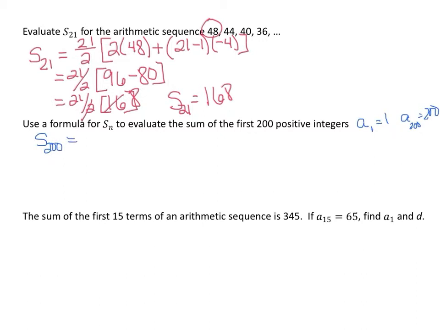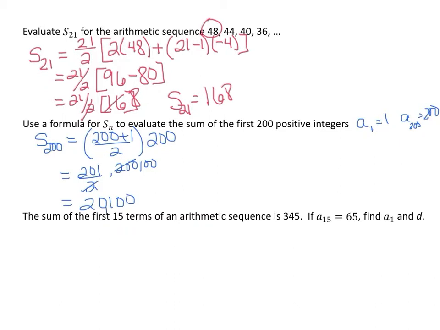I'll take the average of the two terms, so that's 200 plus 1 over 2, and I'm going to multiply it by n, and n is 200. So here what I'll get is 201 over 2 times 200. I'll cancel that, make that 100, and I am left with 20,100. That's sort of how I think about it without a calculator, so that's 20,100.